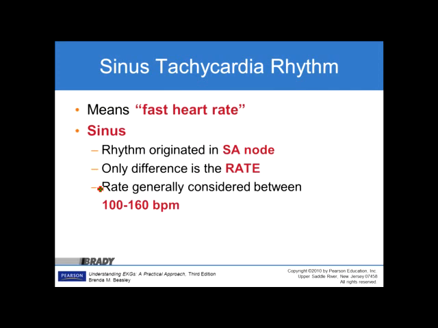Sinus tachycardia rhythm pretty much means fast heart rate. And sinus rhythm originated at the SA node. The only difference is the rate. Rate generally considered between 100 and 160 beats per minute. Later on, we're going to learn that anything greater than 150 beats per minute with no P wave visible is probably an SVT of sorts. So these tachycardia and SVT rates will kind of overlap one another. But anything greater, more specifically, than 100 beats per minute is considered a tachyrhythm or a tachycardic rhythm.